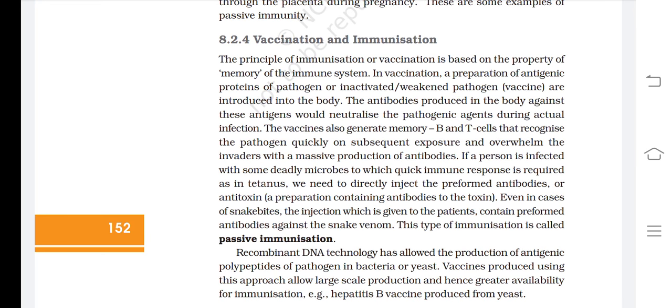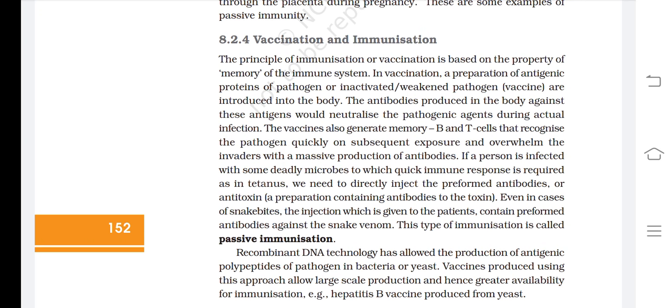Vaccination and immunization. The principle of immunization or vaccination is based on the property of memory of the immune system. In vaccination, a preparation of antigenic proteins of pathogen or inactivated or weakened pathogen is introduced into the body. The antibodies produced in the body against these antigens would neutralize the pathogenic agents during actual infection. The vaccines also generate memory B and T cells that recognize the pathogen quickly on subsequent exposure and overwhelm the invaders with a massive production of antibodies.